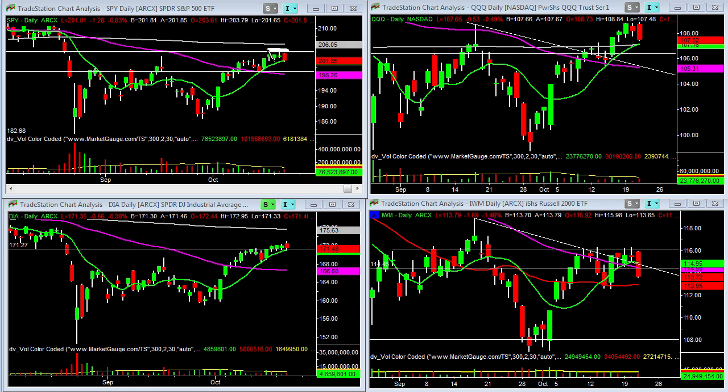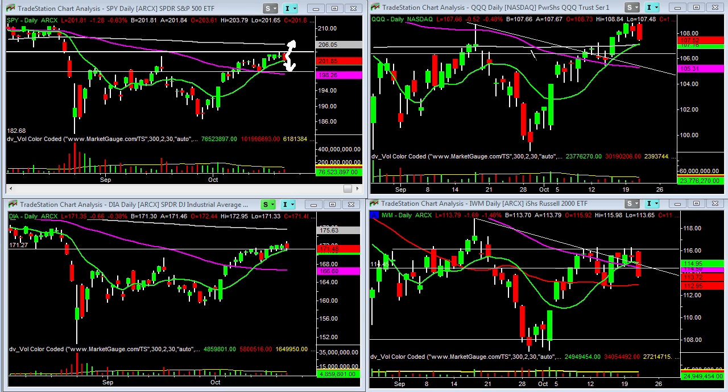So the SPYs are consolidating right underneath their 200-day moving average and over their 10-day moving average and over a negatively sloped 50-day moving average. But the big question here is, is this consolidation going to lead to a breakout to the upside, or is this the beginning of rolling over down to the downside?